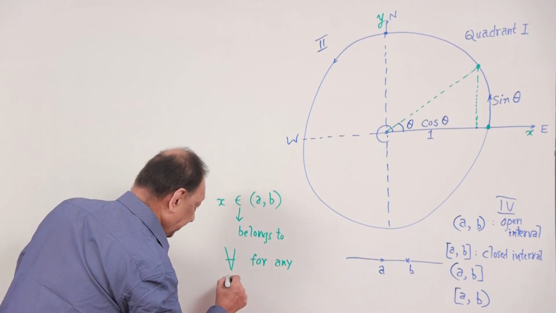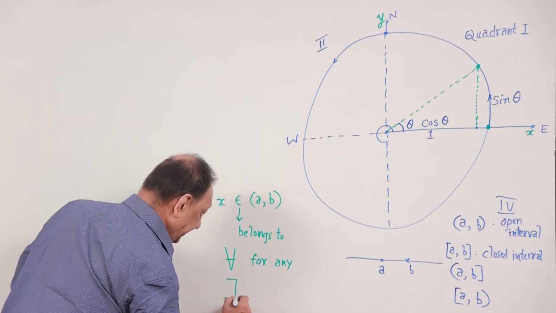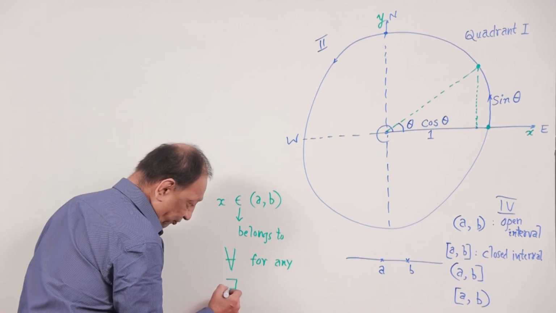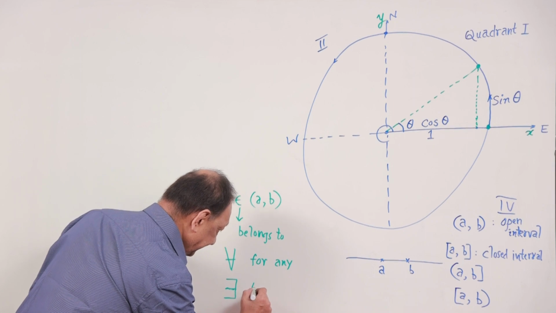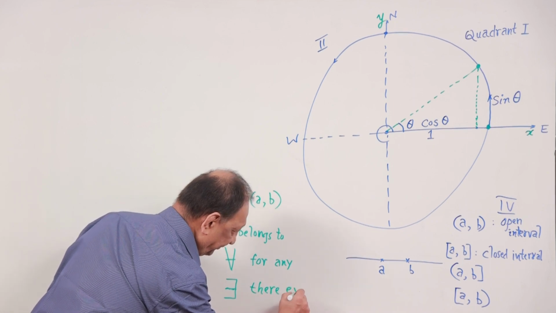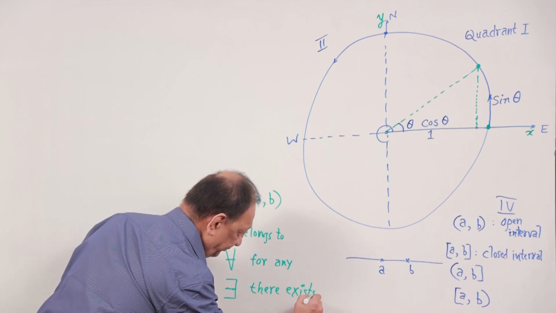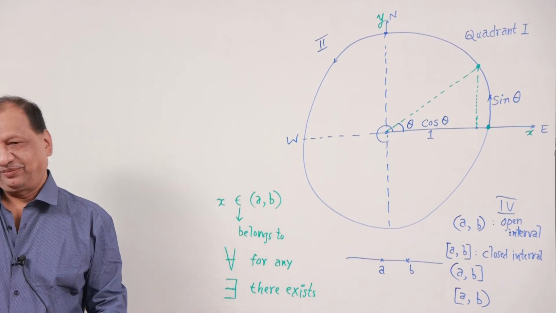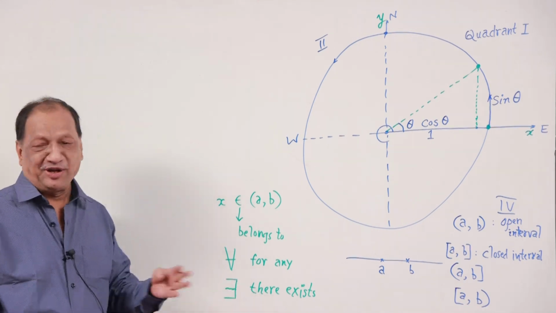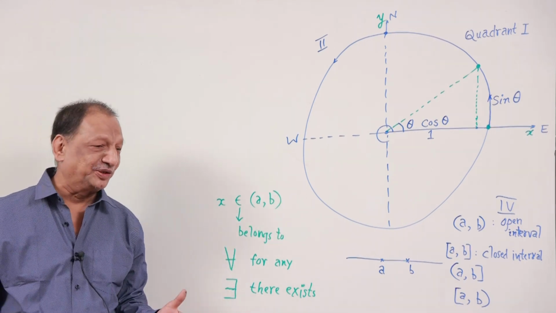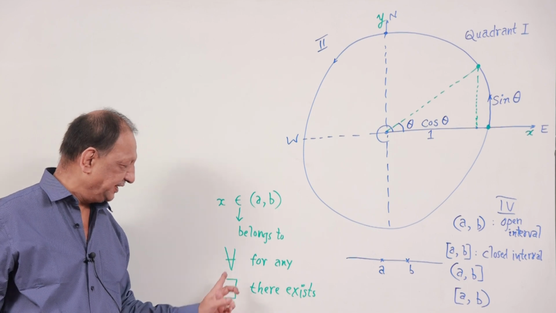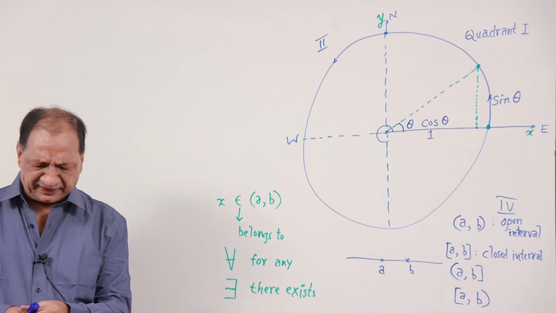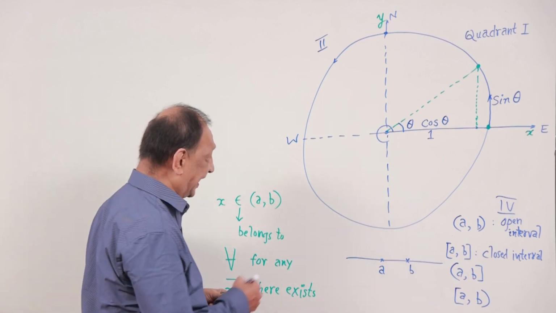And there is one more symbol which is capital E written backwards. I don't know where that letter has come from. This means there exists. Whatever, depending on the theorem that you are trying to write in algebra, you use these symbols. For any, there exists, belongs to, epsilon and delta. In fact, many times they call it epsilon delta technology.